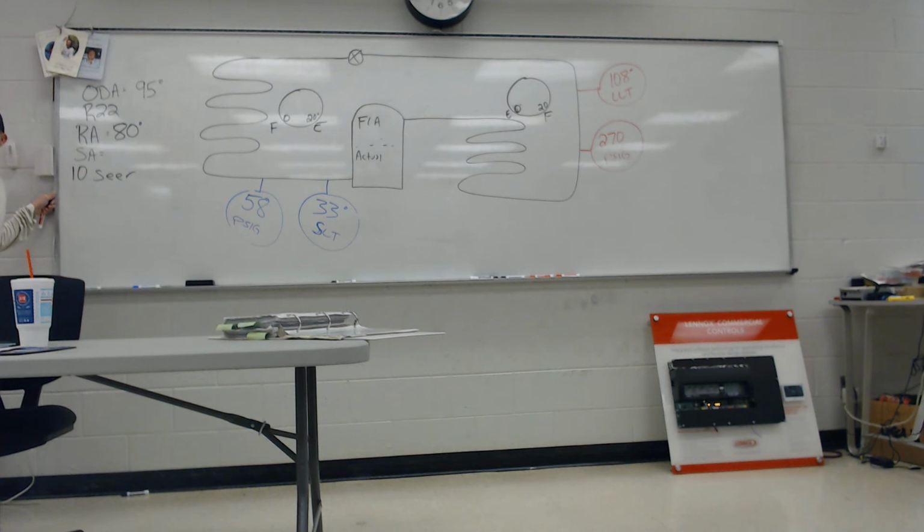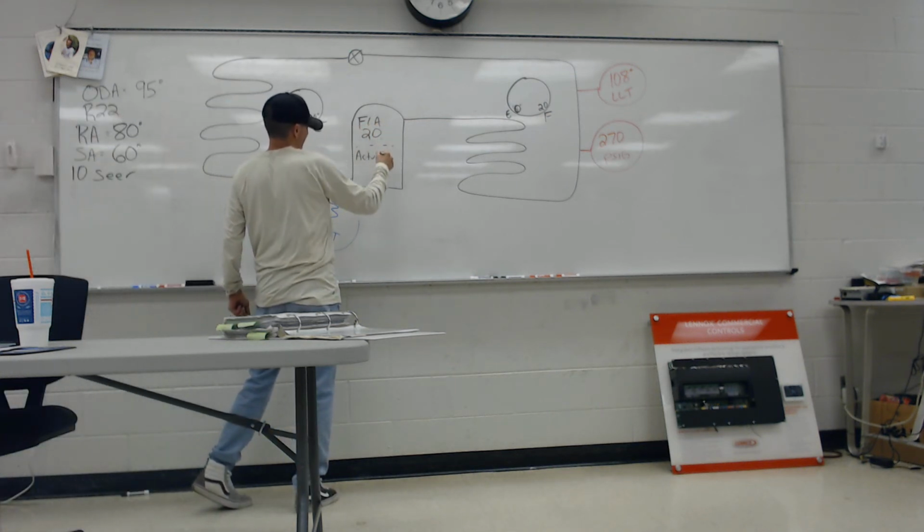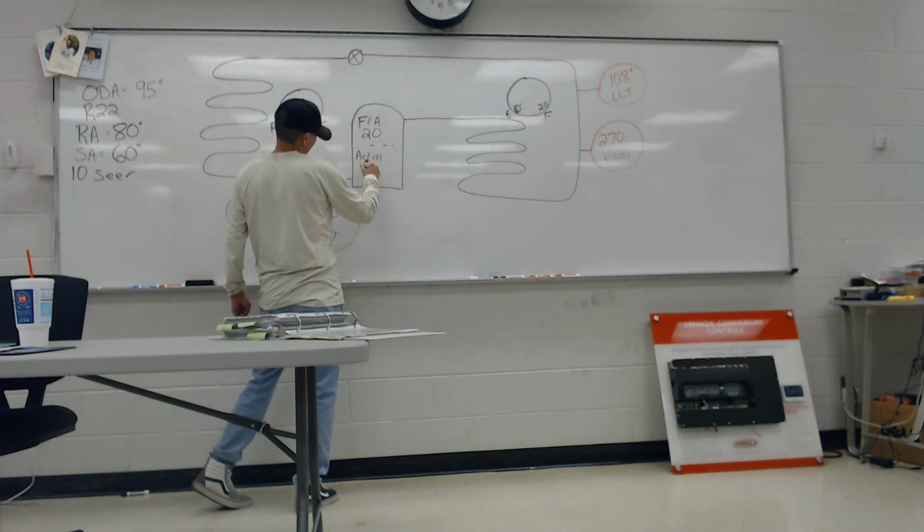You guys like how I do the scenario here? Gotta get it figured out. Supply air is 60 because nobody cares. So that's flooded. Compressor amp draw. It's rated for 20. Pulling 18.